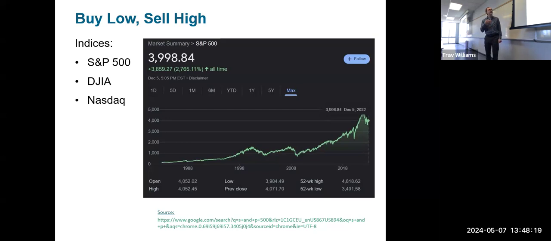So if you have an exchange traded fund that follows the S&P 500, then it's going to do basically whatever the S&P does. So you're not betting on one company, you're betting on 500 companies. Tends to be a safer way to go, but even that's not a guarantee because that could go down.